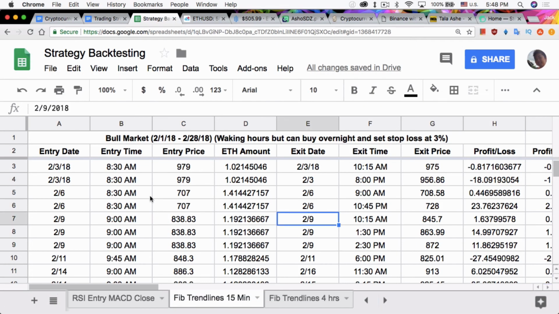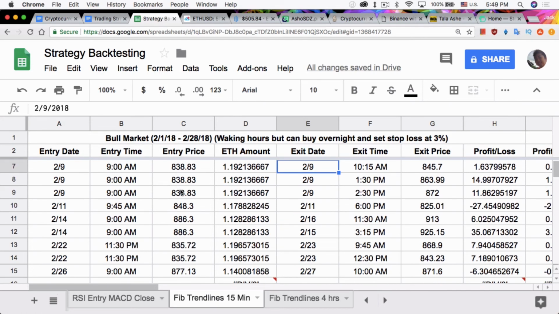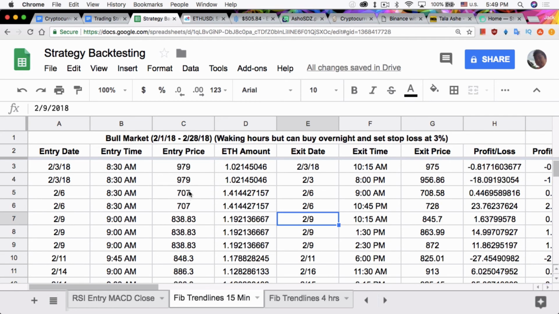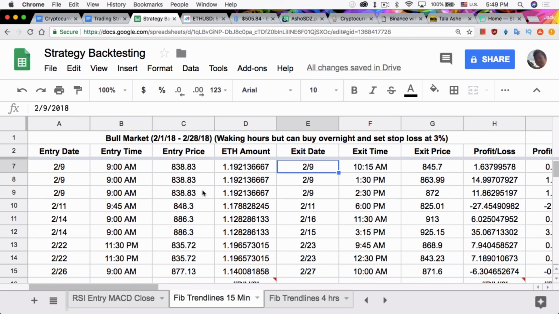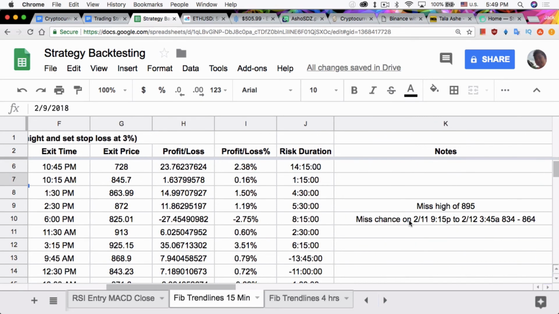One thing right off the bat, there's a lot more you can play with because it's a 15-minute time frame. There's a lot more trades you can enter into. We're talking about, in the month of February, there were at least 15 trades that you can make. So that's pretty good for a month. That gives you almost a trade every other day, not including exits, so it's pretty much at least a trade a day. I also added some notes with this current strategy. It does miss some highs, as I noted here.